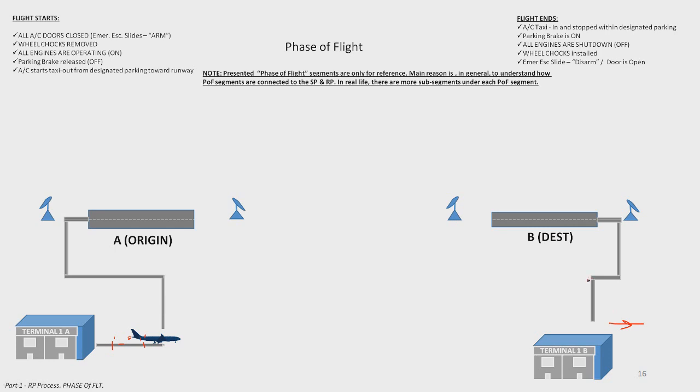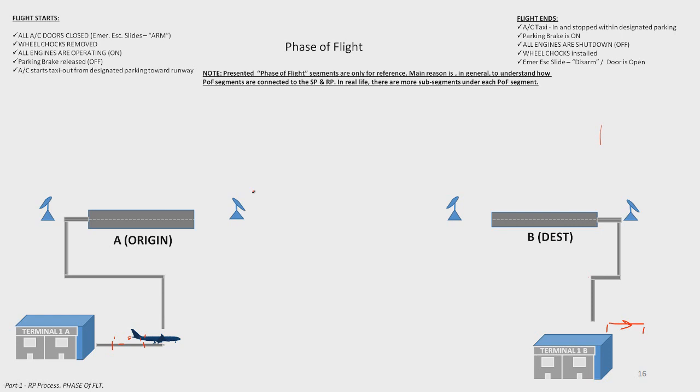The aircraft taxis in and stops within the designated parking area, probably somewhere here, right? Parking brake is on. All engines are shut down, off. Wheel chocks installed. And here is a big warning: emergency escape slide in disarm position, door is open. Make sure, it's the warning here, make sure before you open the door that the emergency escape slide is in disarm position. Otherwise, you will have a big problem and your company will also have a huge problem.